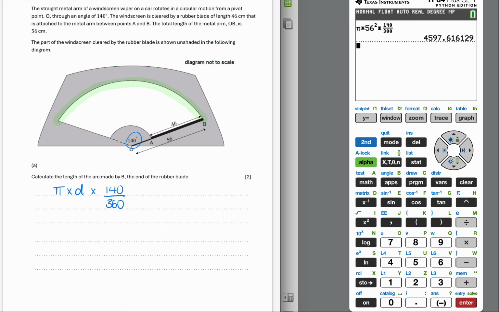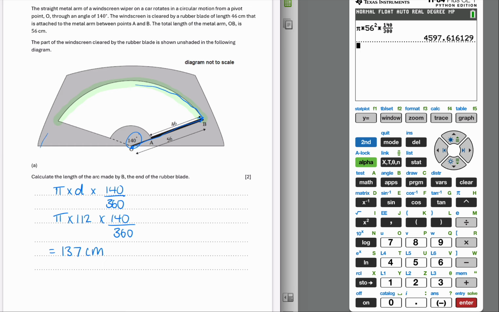Now our diameter is 56 doubled. So double 56 is going to be 112. So pi times 112 times 140 divided by 360, and that gives me 137 centimeters, or 1 meter 37. We know that the radius there is the 56 because we want to go from the center all the way to where that line is formed.